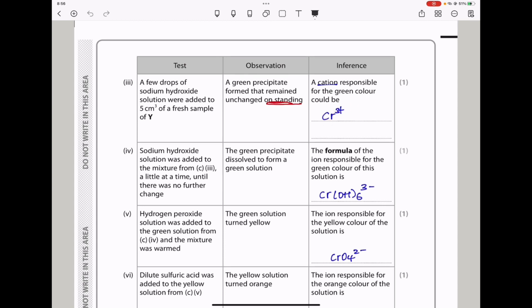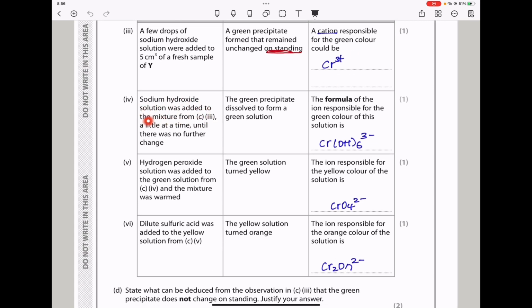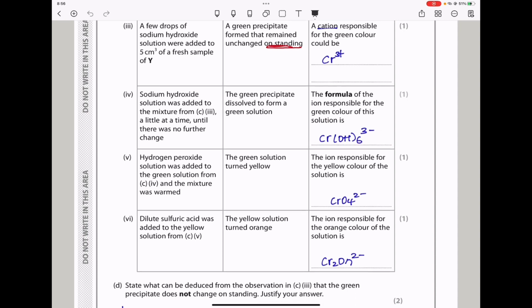And moving down here they say sodium hydroxide solution was added to the mixture from C3 a little at a time until there was no further change. The green precipitate dissolved to form a green solution. Complexes of chromium 3 dissolve from green precipitate to a green solution when excess sodium hydroxide is added. And they say the formula of the ion responsible for the green color of this solution should be, this is it. This is going to be the formula of the complex, or the formula of the ion.